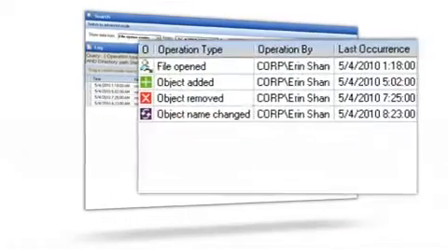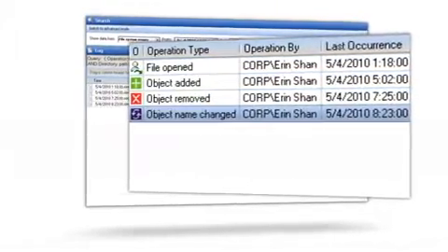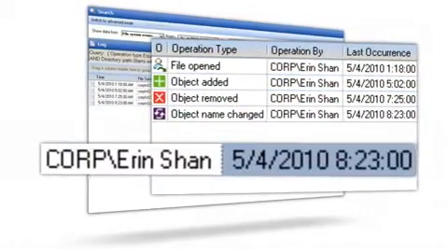The second core piece of functionality is an audit trail. Every time someone opens, creates, deletes, or moves a file, we see who did it, when they did it, and if they moved it, where they moved it to, in a sortable and searchable interface, so that we can answer questions easily like, who deleted my data? Who's been accessing my data set?